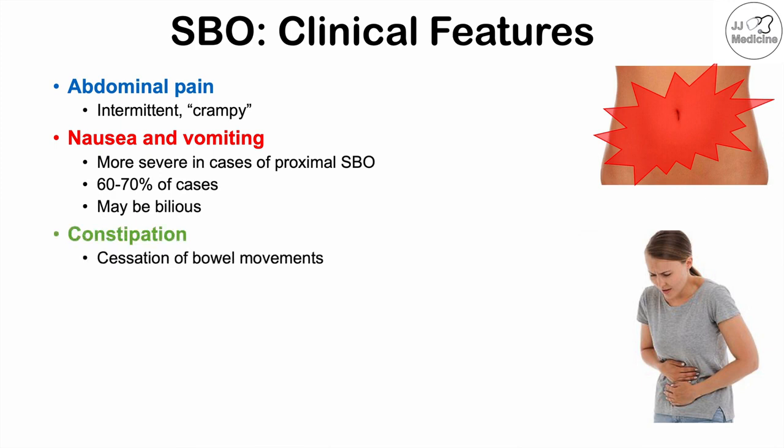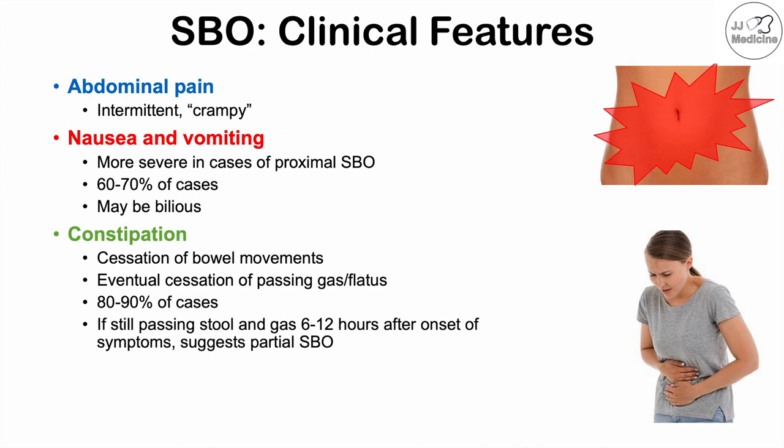Constipation can also occur. Constipation in this context is reduced or loss of bowel movements. So reduced bowel movements is considered constipation if there's complete cessation of bowel movements and complete cessation of passing gas or flatus. We call this obstipation. So constipation is when there's a reduced amount of bowel movements, but when there's no bowel movements at all and no passing of gas at all, that is called obstipation. That is very, very key to a small bowel obstruction. If you see that with these other symptoms, that is very likely to be a small bowel obstruction. This occurs in 80 to 90% of cases.